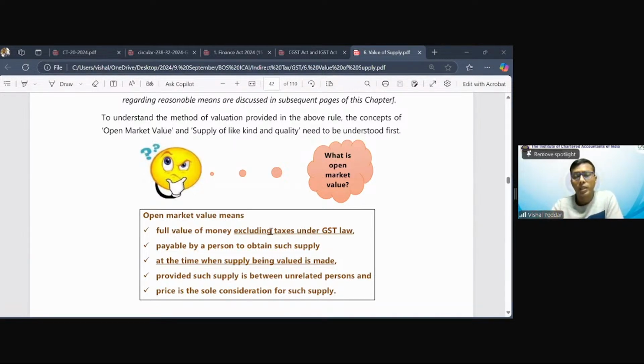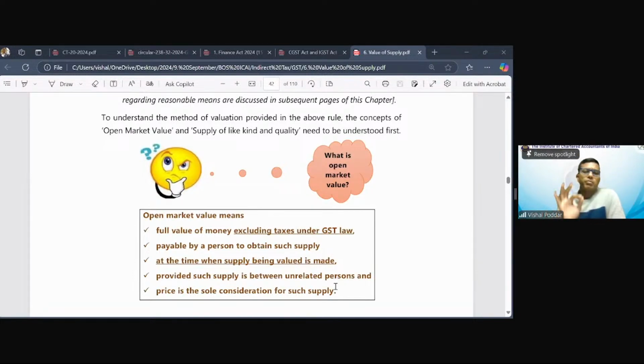Then we can go and check the rule again. Open market value means full value in money excluding the taxes. Which tax? That is GST. So anyways, our taxable value is before GST. So we want that value payable by a person to obtain such supply at the time when the supply being valued is made, provided such supply is between unrelated persons, and price is the sole consideration for such supply. Now, this is the definition the law is giving.